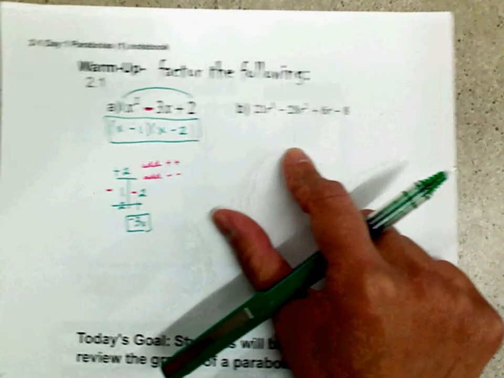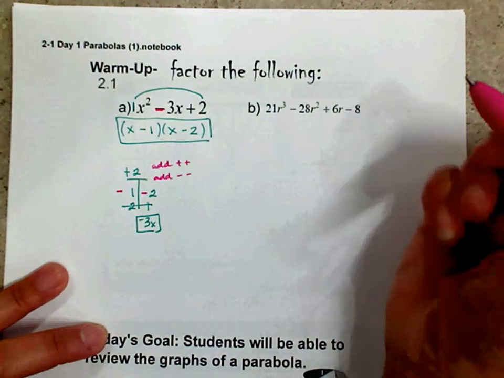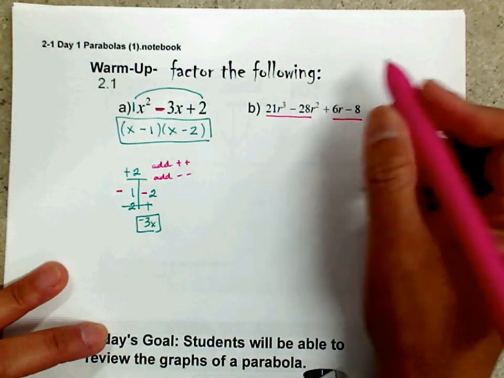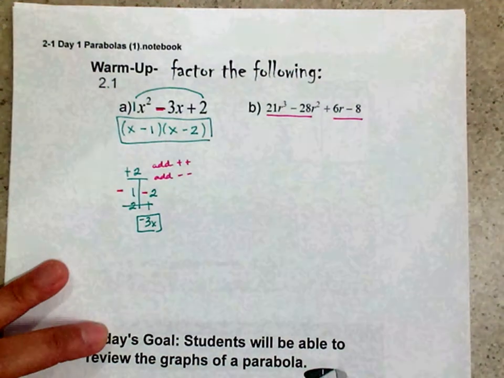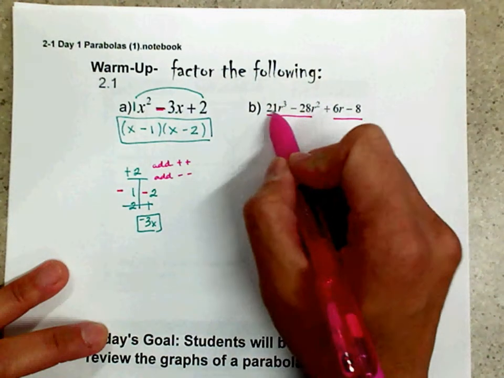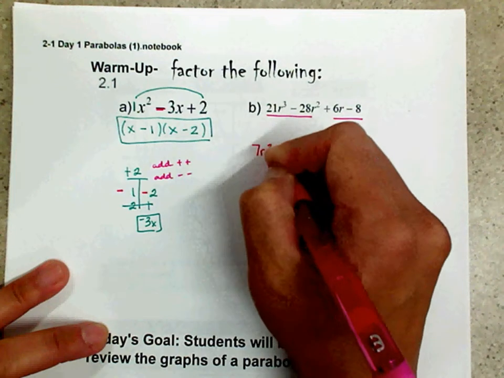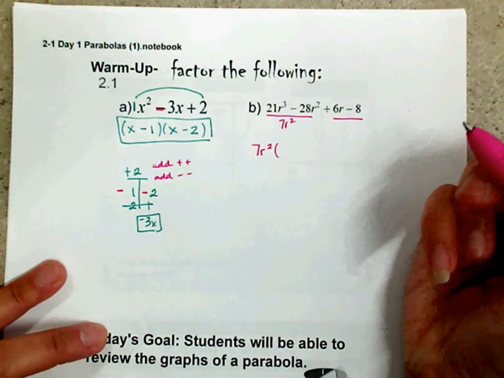Factoring. Look over here. You've got 4 terms: 1, 2, 3, 4. Whenever you have 4 terms, group the first 2 together, group the last 2 together. Make sure they go in order from your highest to your lowest degree. All right. So, look at these first 2. What do they have in common? 7r squared. So basically, you're going to divide 7r squared from each one.